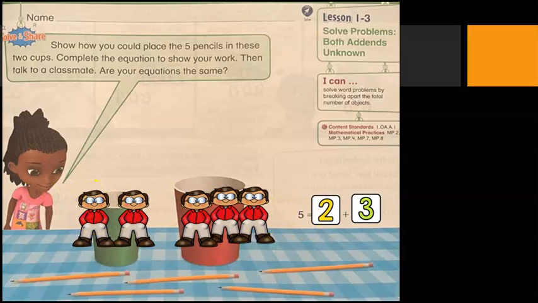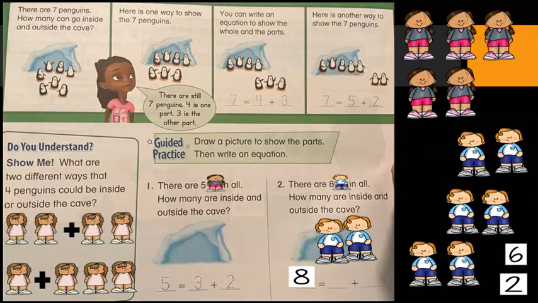Now, keep looking at your screen. Let's come here to this next set of problems. Now, first graders, let's look up here. Mr. Begay is going to read this for you. Pay attention. Watch what we're going to do now. It says, there are 7 penguins. How many can go inside and outside the cave? Okay, now let's look at our picture here. Okay, look at that. Here's the cave. And how many penguins are there? How many penguins, first graders?